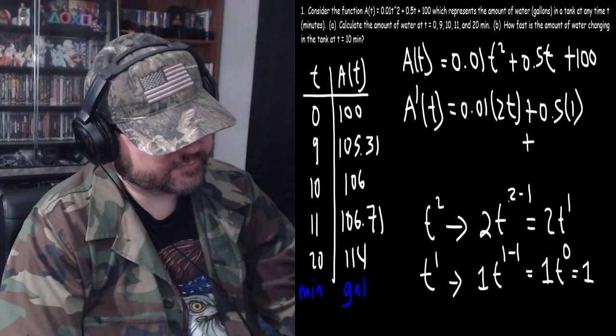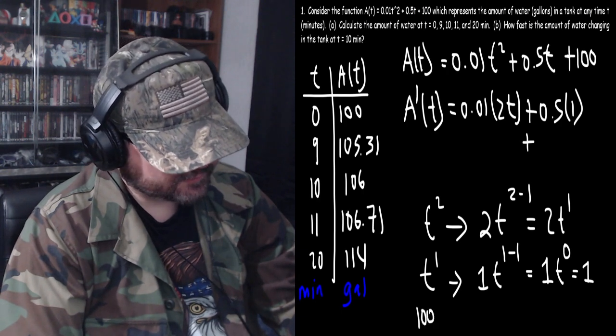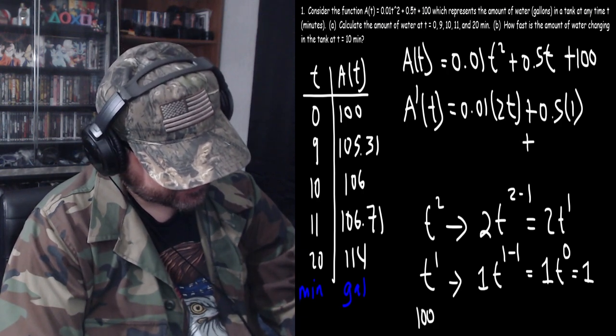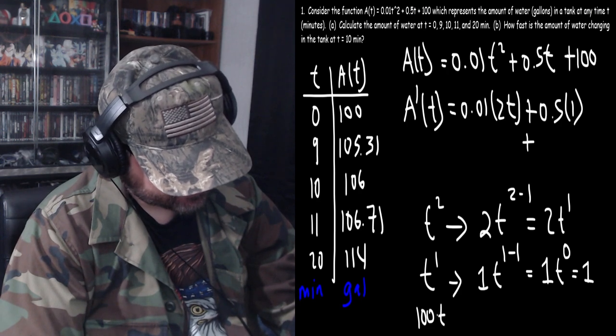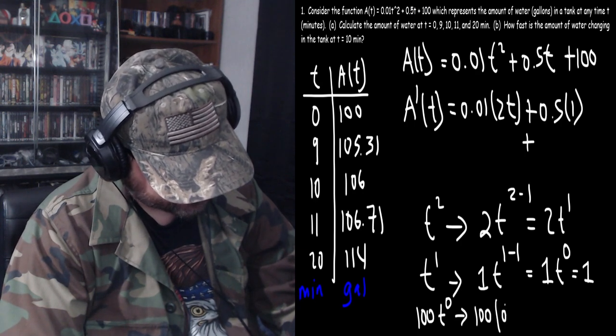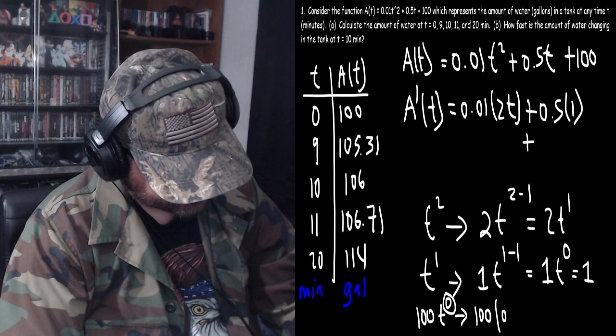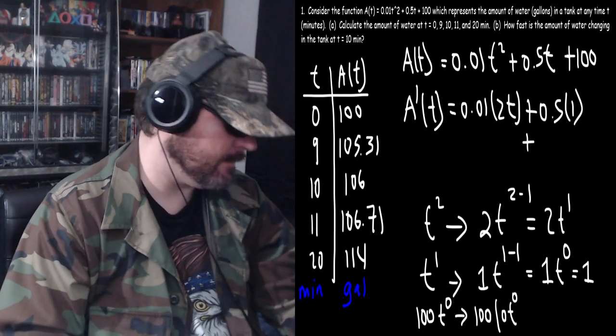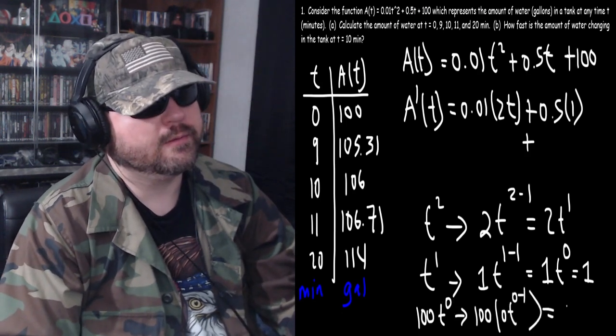Now what about the derivative of a constant, like 100? The derivative of any constant is 0. If you were to use the power rule, this would be 100 and then times 0, because you need to bring this to the front, and then it's going to be t to the 0 minus 1. 100 times 0, the whole thing is 0.